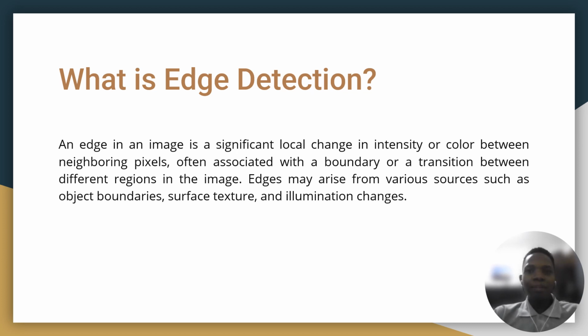It doesn't necessarily mean, as people would typically think, that an edge is where two things meet. As we'll see later, that's more associated with a corner in computer vision than an edge. An edge is just a boundary or a significant local change in intensity or color between neighboring pixels, because in computer vision, we know that our images are usually made up of pixels.